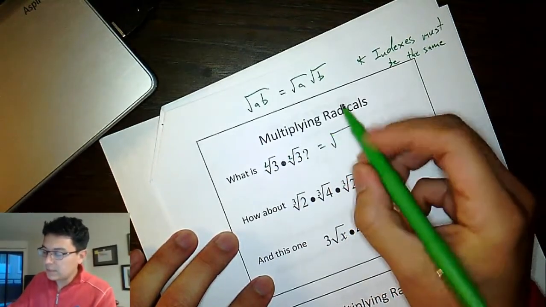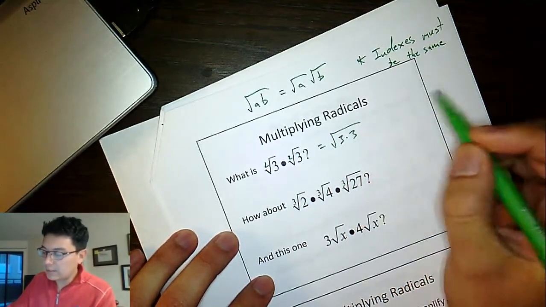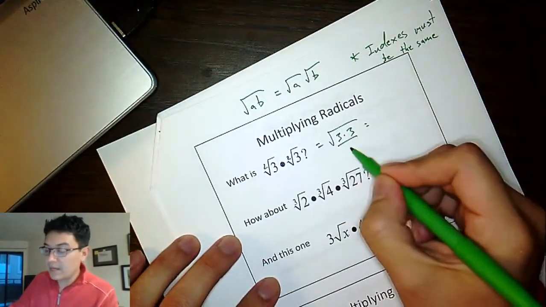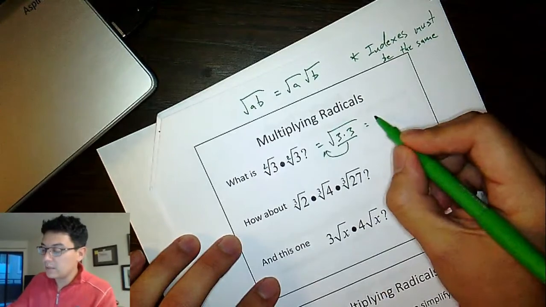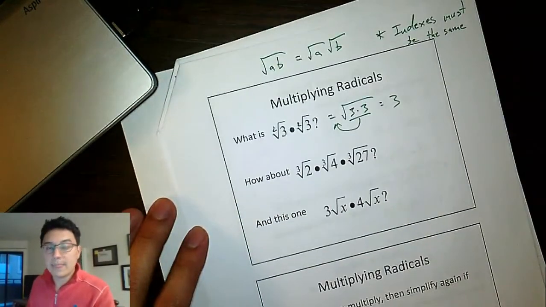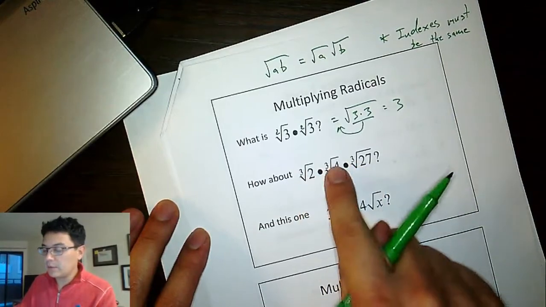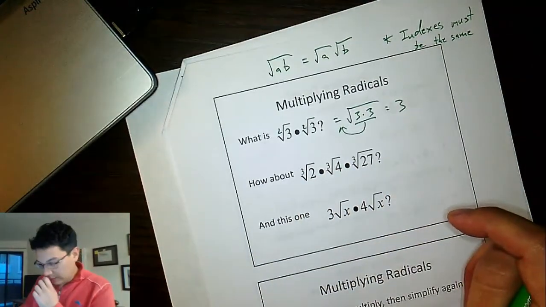So this will be the same thing as 3 times 3. 3 times 3 is 9. Another way to think of this is we have a pair here, so I can bring it out to the outside. So this will just be 3 when we're done. Okay. This one here, the indices are the same. We have a root 3, root 3, root 3, so we can multiply all of these together.